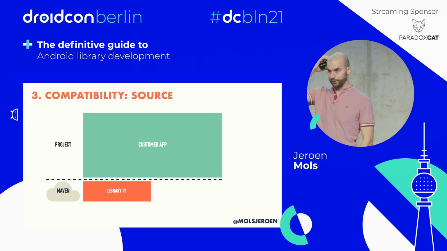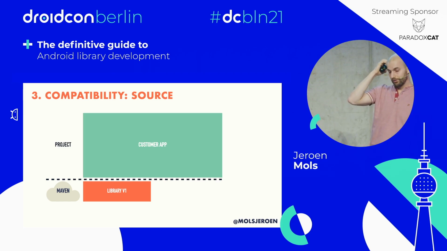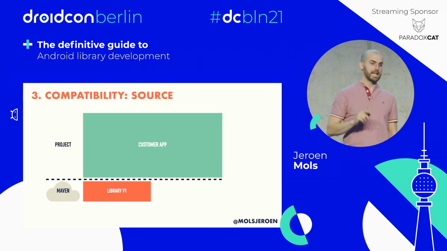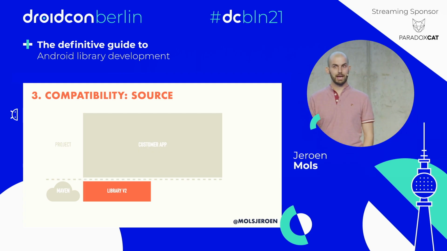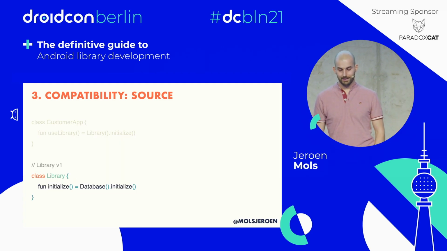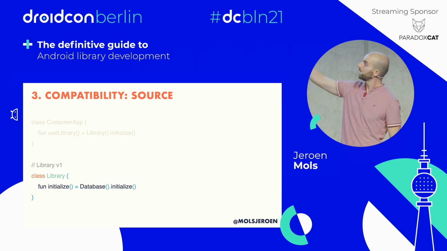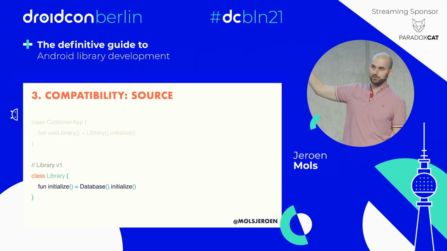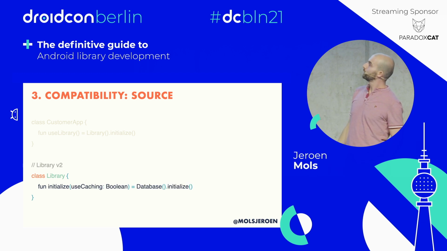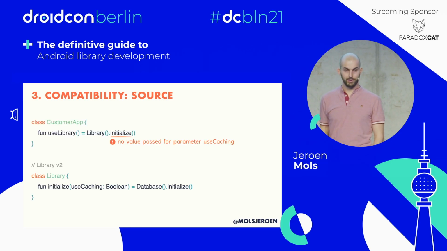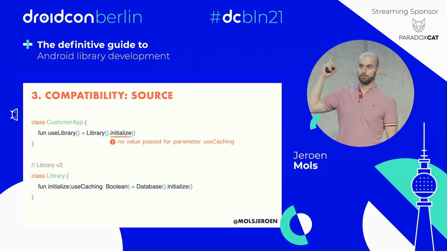Let's now talk about source and binary compatibility. So that was getting interesting. Imagine a customer is using the first version of our library, and we release a new version, library v2, which has a slightly different API. In v1, we have an API, initialize, which doesn't take any parameters. In v2, we add a new parameter. If our customers now bump the version in the build.gradle file, their build is going to fail, because we added a parameter to our public API and they are not passing that yet, so they get a compile error. So this update wasn't source compatible.